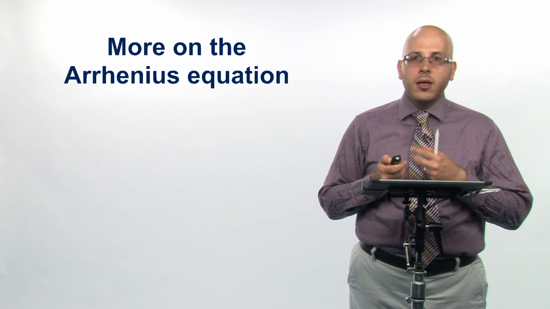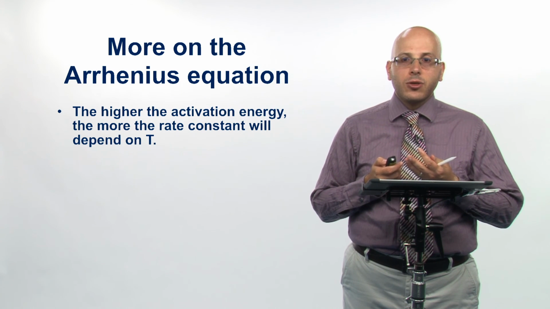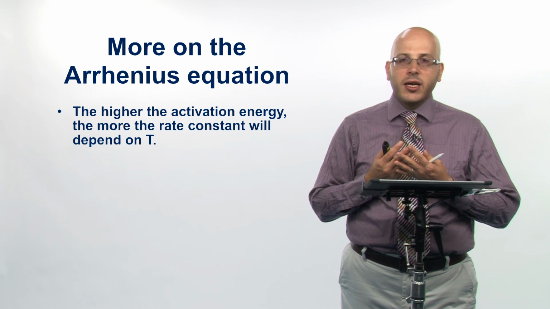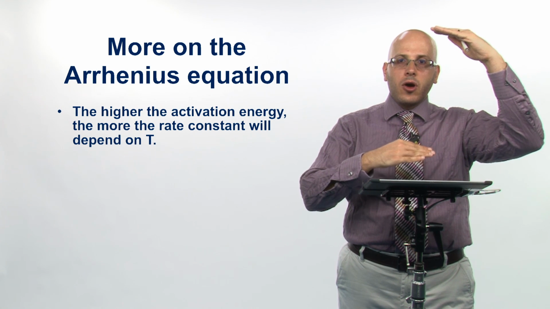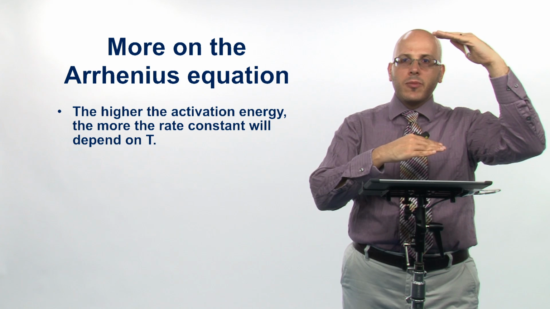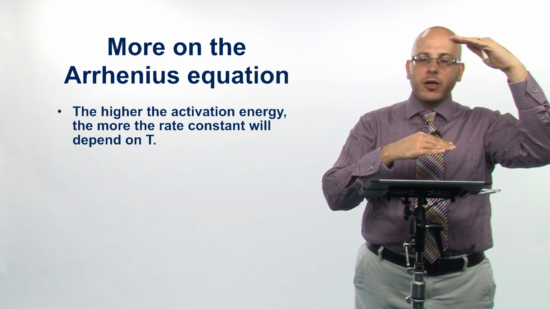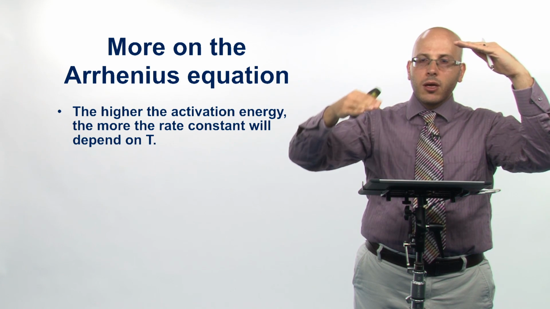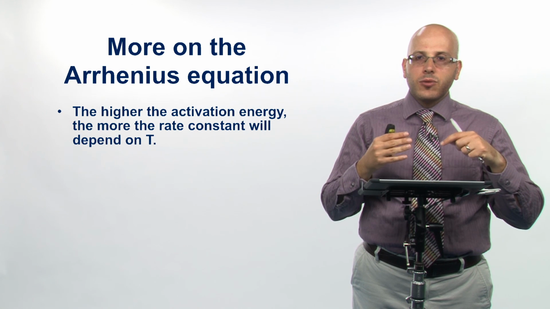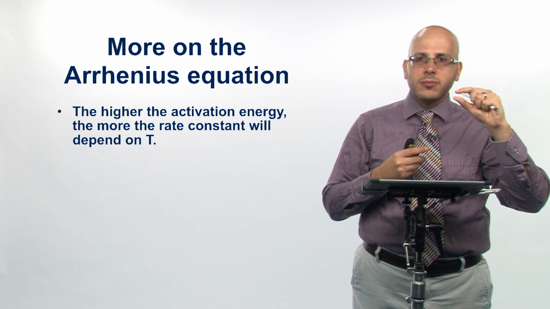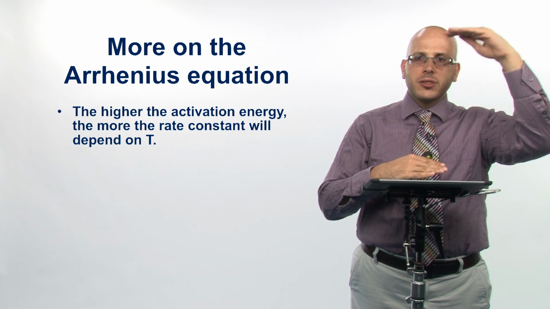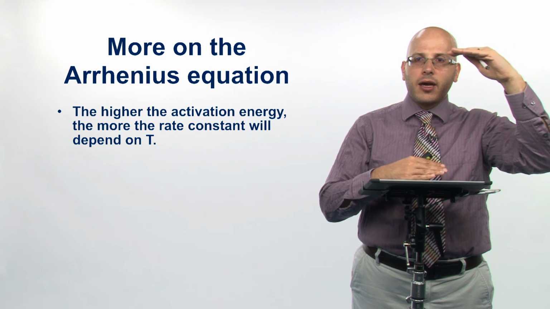Which basically means that the higher the activation energy, the more the rate constant will depend on temperature. The higher the activation energy, the harder it's going to be for that reaction to happen, because I'm going to have fewer and fewer molecules with enough energy to cross over and form products. Relatively fast reactions have very small activation energies, and very slow reactions tend to have very high activation energies.